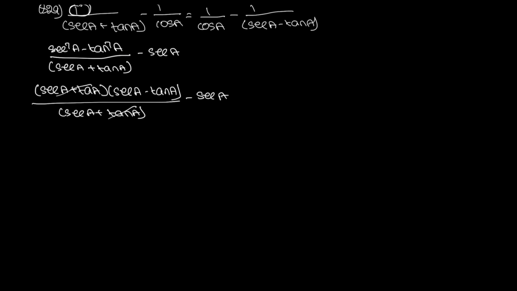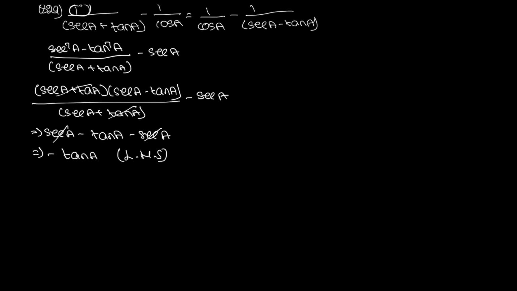So that both term of numerator and denominator gets cancelled. Our remaining values are secant A minus tan A minus secant A. This plus and minus values gets cancelled. Our remaining value is minus tan A. This is our LHS simplified value.